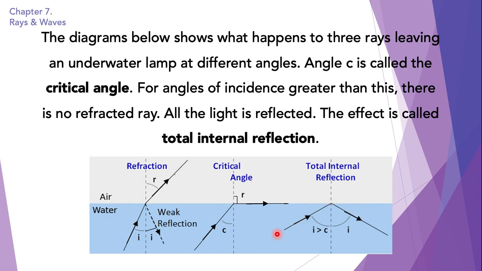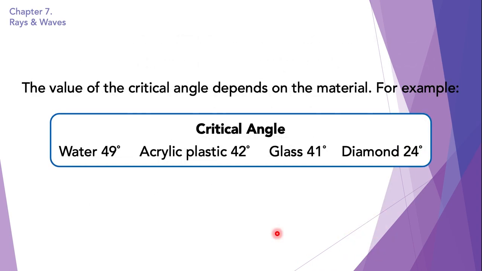The value of the critical angle depends on the material. For example, water has a critical angle of 49 degrees, whereas acrylic plastic has a critical angle of 42 degrees. So each material has a different critical angle. Glass has 41 degrees and diamond has 24 degrees. So these are some critical angles you can memorize.